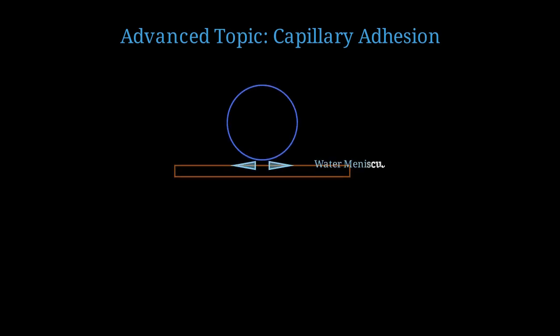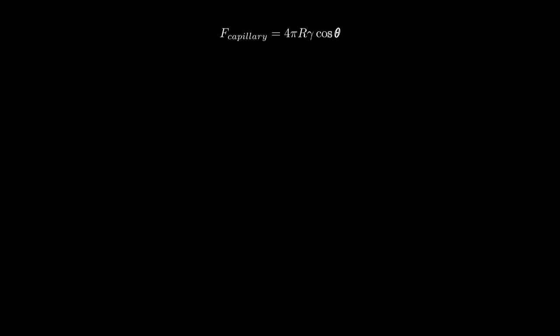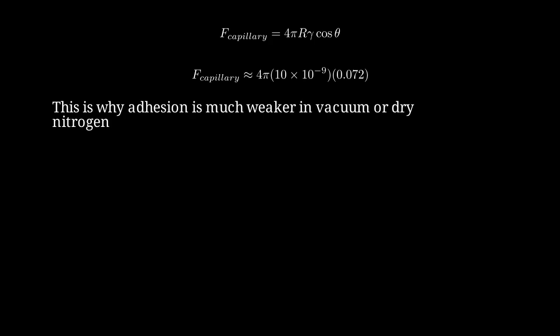There's another important contribution to nanoscale adhesion: capillary forces from adsorbed water. In ambient conditions, surfaces are covered with a thin layer of adsorbed water. When two surfaces come close, water bridges form between them, creating menisci. The capillary force equals 4 pi r gamma cosine theta, where gamma is the surface tension of water and theta is the contact angle. For a 10 nanometer radius tip with water, this gives about 9 nanonewtons, comparable to the van der Waals adhesion. This explains why adhesion measurements are very different in vacuum versus ambient air. Removing the water layer dramatically reduces adhesion.